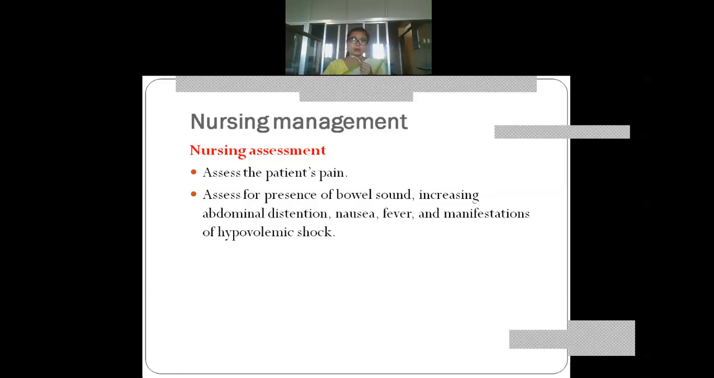And also check for increasing abdominal distension, nausea, fever, and manifestations of hypovolemic shock. Some signs and symptoms of hypovolemic shock are low blood pressure, increased heart rate, and increased respiratory rate, and all these are the manifestations of hypovolemic shock.